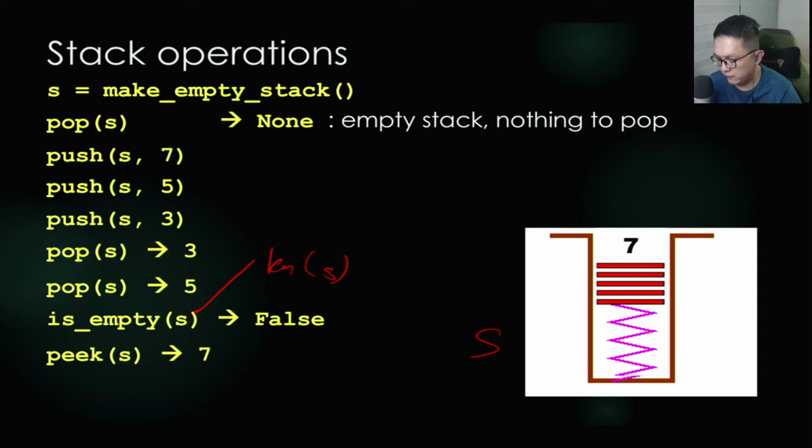Peek is different from pop, because remember pop will take it out for you to use. Peek is just you look at it. So if right now you choose to run is empty S again, you will still get false because 7 is still inside. You haven't popped it out. So that's it for stack operations.